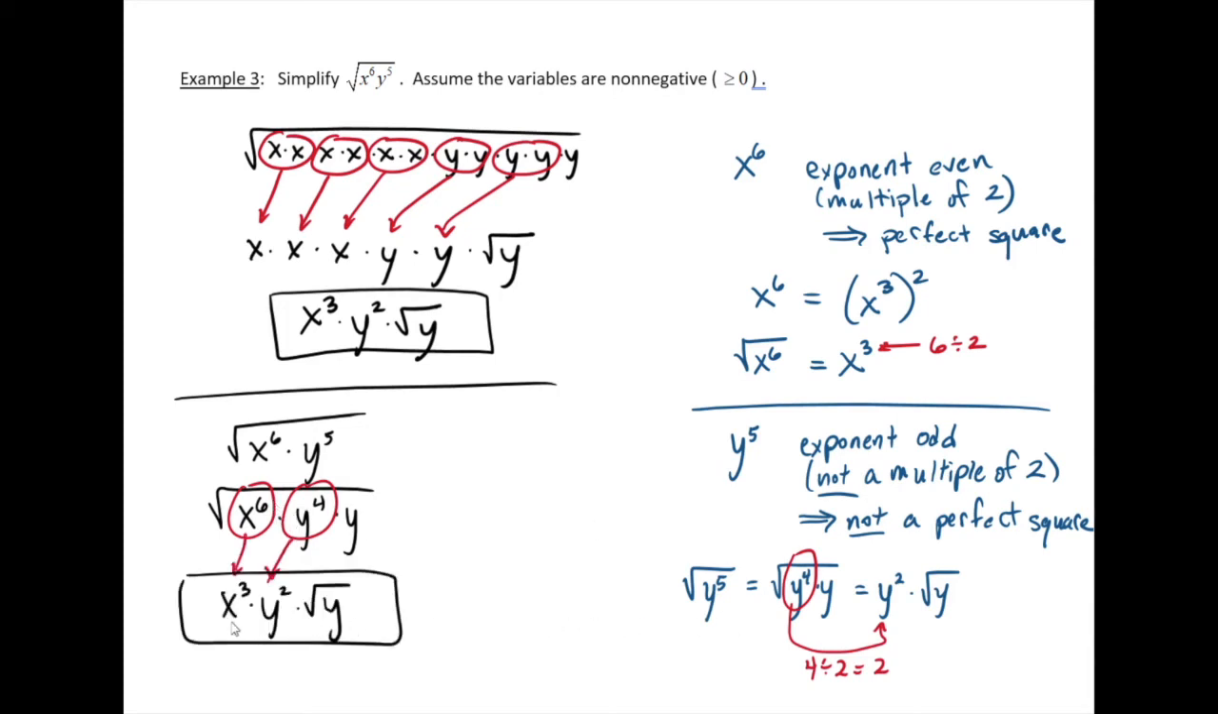So on the outside, x will have an exponent equal to 6 divided by 2, which is 3, and y will have an exponent of 4 divided by 2, which is equal to 2. And this expression is exactly the same as what we got using the alternative method. Either of these methods are fine, but as I mentioned, if you happen to have a really large exponent on one or both of the variables, then the shortcut will be much faster.